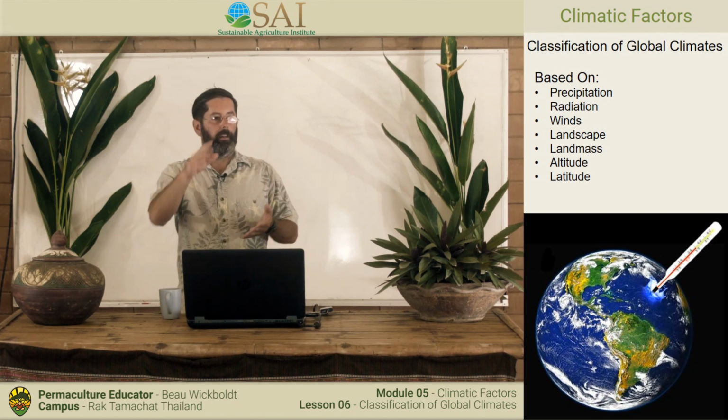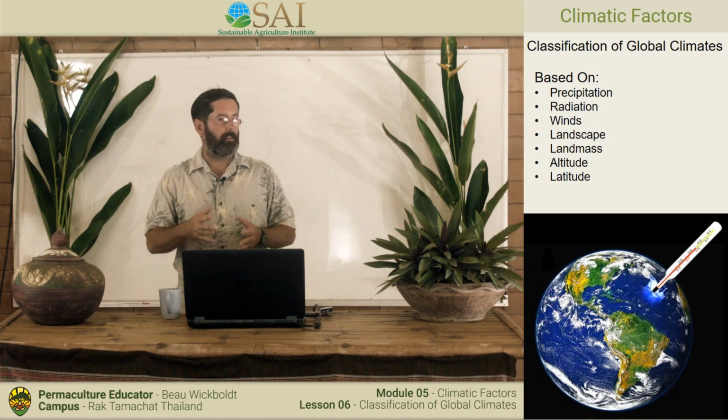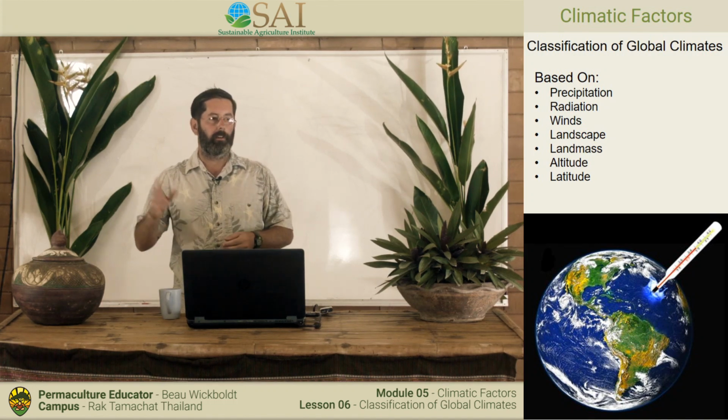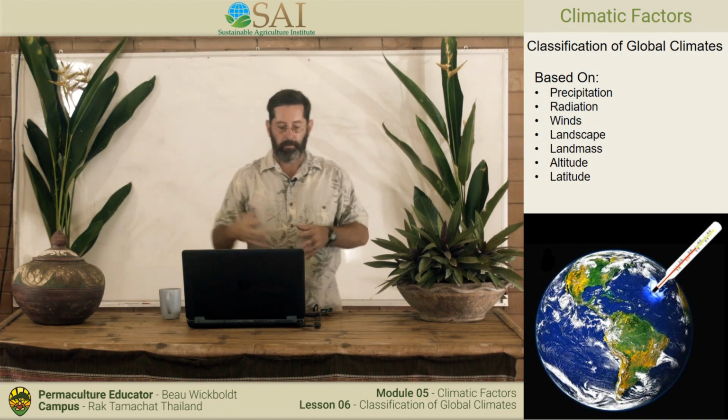I need a chart. I need to know when it's going to rain and how much it's going to rain so I can plan my agriculture. I need to know radiation because that's going to drive, we're going to see, our plants. We need to know the wind so we can put in wind breaks, wind mitigations.